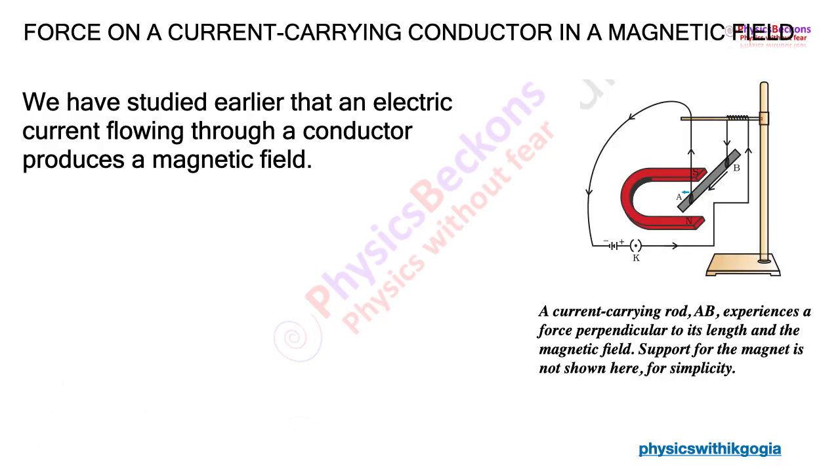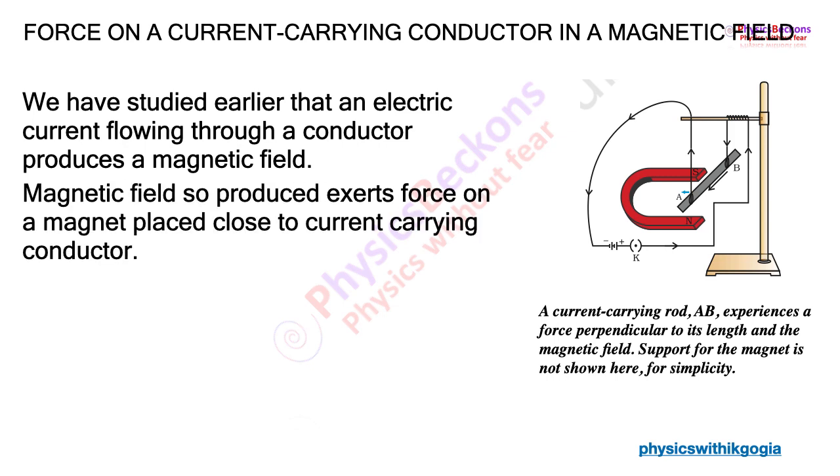Now we have studied earlier that an electric current flowing through a conductor produces a magnetic field. Recall Oersted experiment which we discussed in part 1, wherein we have a current carrying conductor and a compass placed near it. When current is passed through the conductor, the compass gets deflected, indicating that a force acts on the compass, that is magnet, due to current carrying conductor.